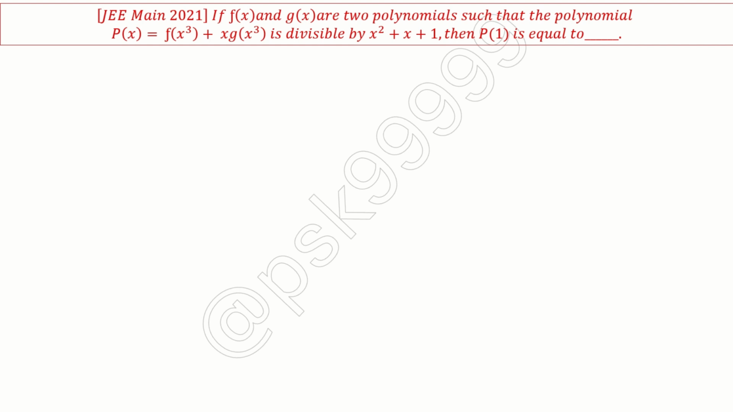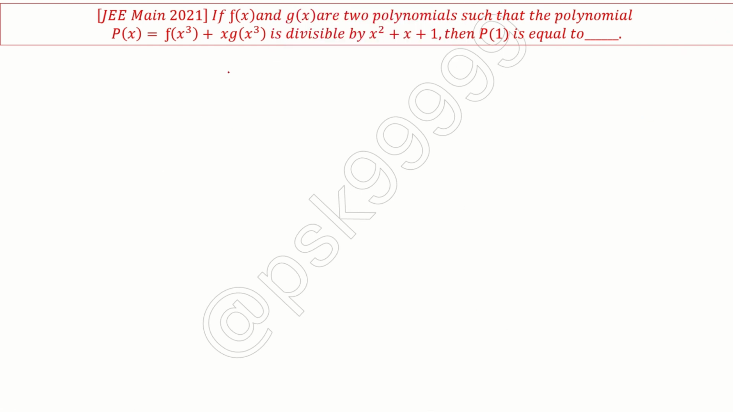If f(x) and g(x) are two polynomials such that the polynomial p(x) = f(x^3) + x g(x^3) is divisible by x^2 + x + 1, then p(1) is equal to? Okay, just check why this problem is in complex numbers. There is nothing mentioned about complex numbers here, right? It's just functions and maybe polynomials. So why is it there?